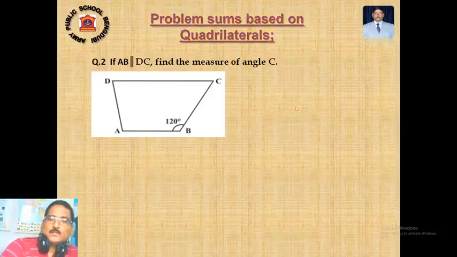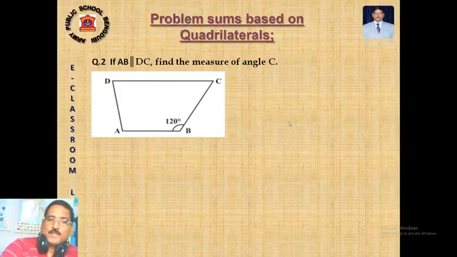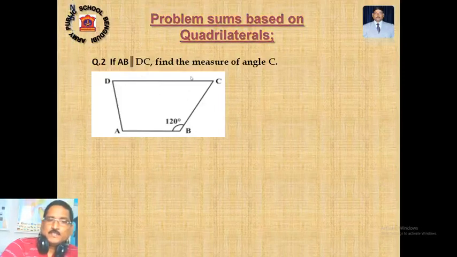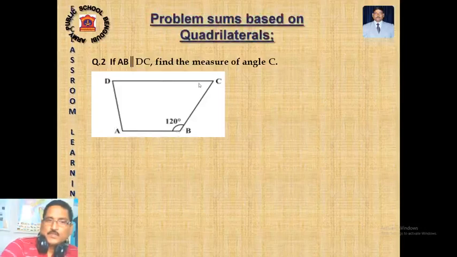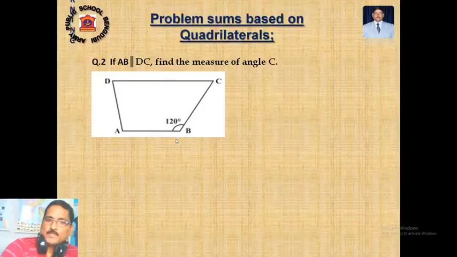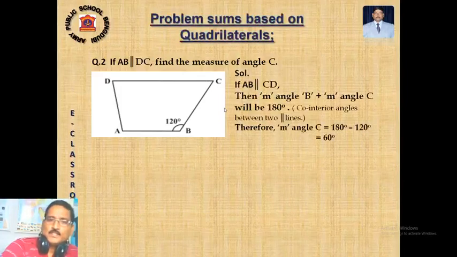Similarly, I'm just taking some examples where the quadrilateral properties can be applied. In this figure, AB is parallel to DC. Find the measure of angle C. How will we find the measure? These two lines are parallel. So angle C and angle B are co-interior angles between parallel lines. That means adjacent angles are supplementary. So angle C will be 180 minus 120, that is 60 degrees.